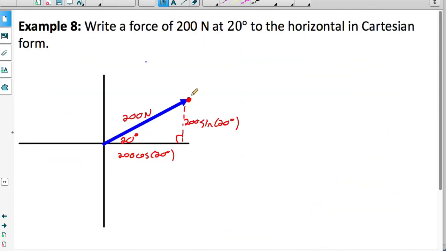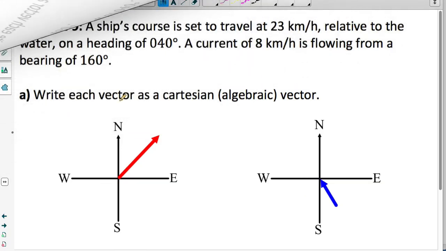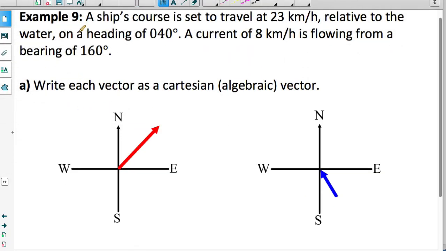And so if I want the coordinates of this point, I know that this vector, so I'll call this force vector, I'll call it vector F, is equal to, as a position vector, 200 cos 20, comma, 200 sine 20. And then I could get approximate values for these x and y components if I wanted to by evaluating them on my calculator, making sure that you're in degree mode. Let's try example 9. Last example.